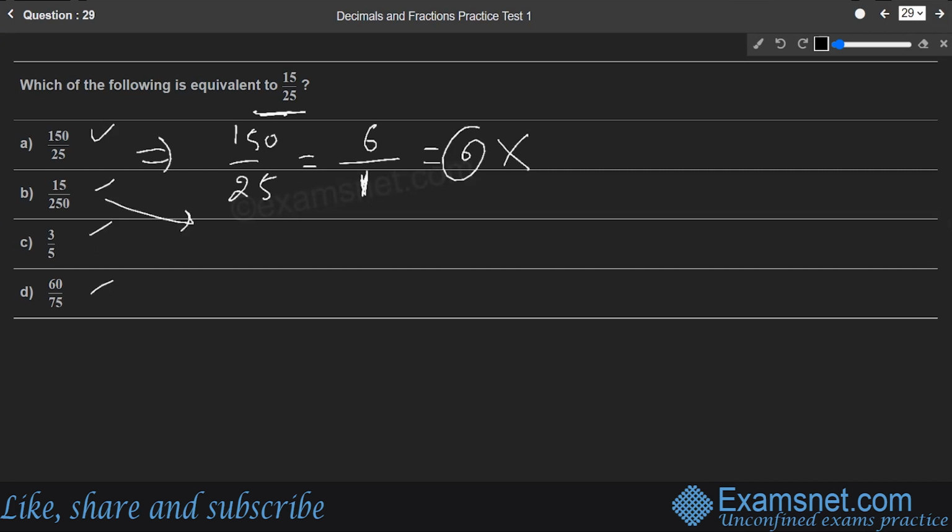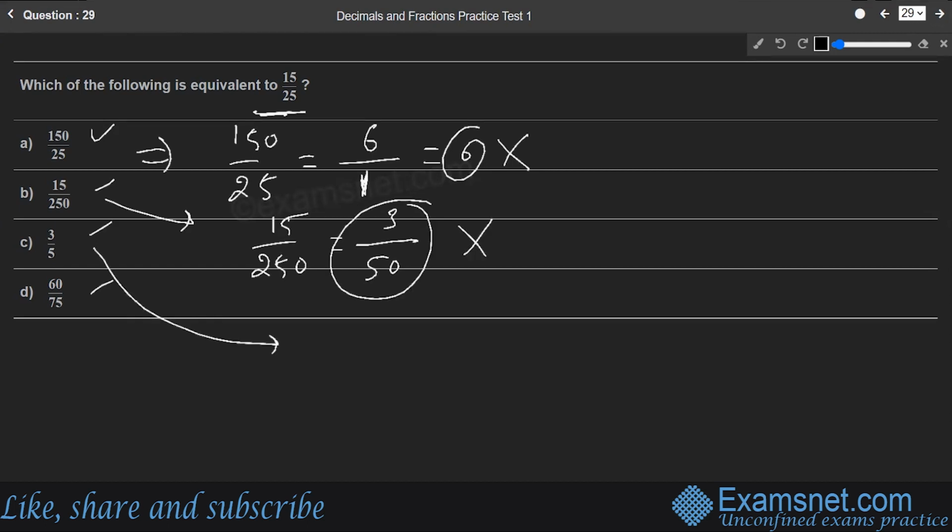If we check the second option, it says 15 by 250. If you cut the numbers by 5, the numerator will be 5 threes are 15 and 5 tens are 50. So it's coming as 3 by 50, which is nowhere close to 15 by 25. Next option is 3 by 5. 3 by 5 cannot be operated.